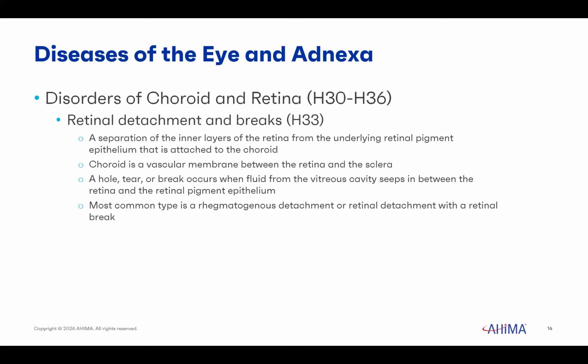When we think about diseases and disorders of the retina, a frequent one is retinal detachment that falls into code category H33. And basically, this is a separation of the retina from the underlying retinal pigment. And this can present as floaters, flashing lights, cobwebs in vision. And this could be described as either a single break, total detachment, or a horseshoe tear.